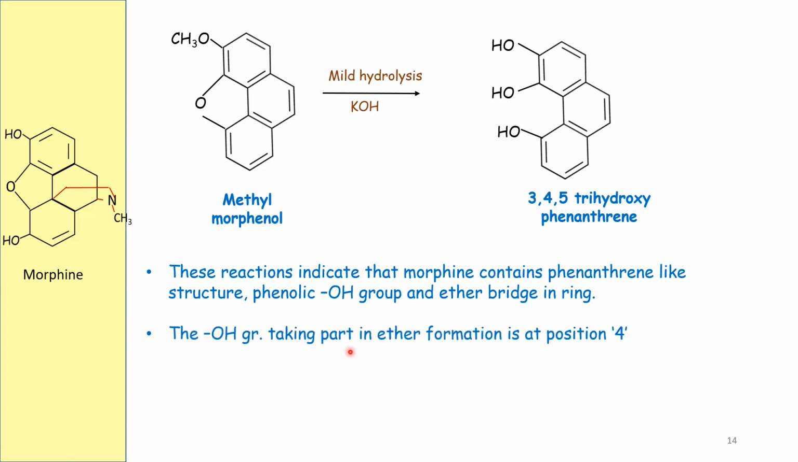and the OH group taking part in the ether formation is at position number 4. That OH group takes part in the ether ring formation. Therefore, the phenolic OH group must be present at position number 3. This is the position number 3 at which the phenolic OH group is present.